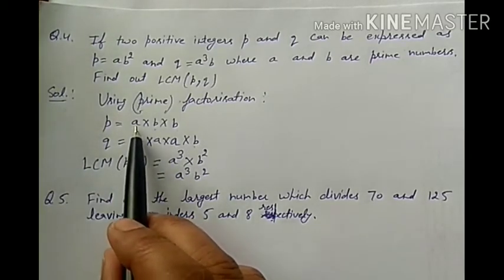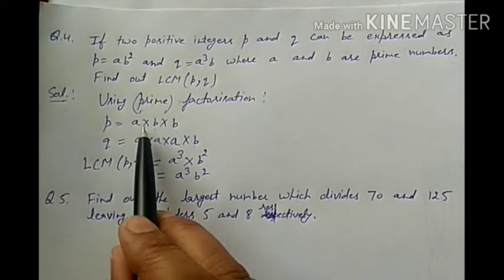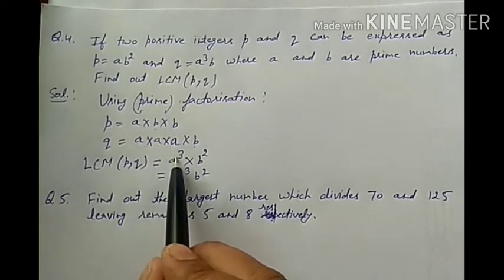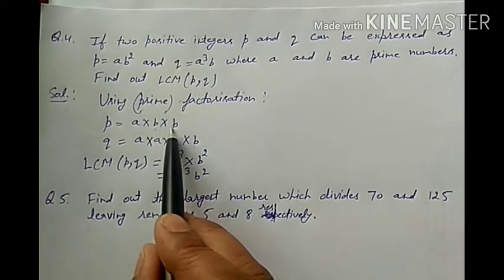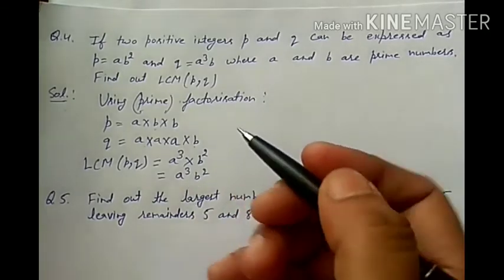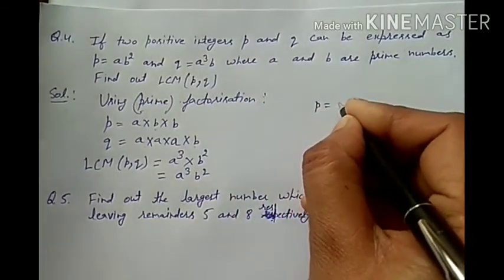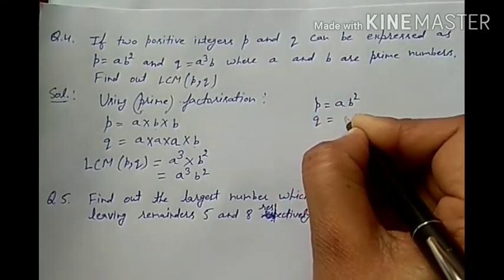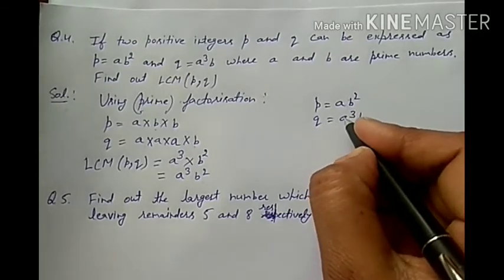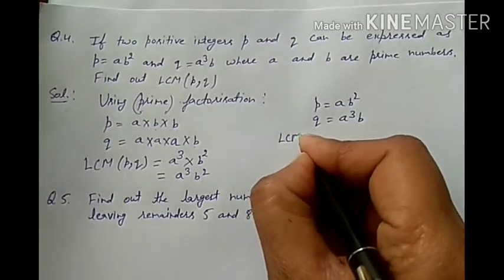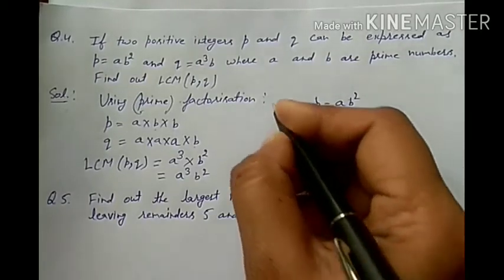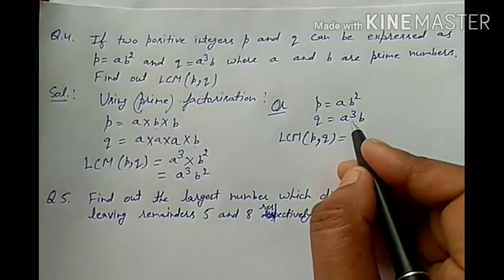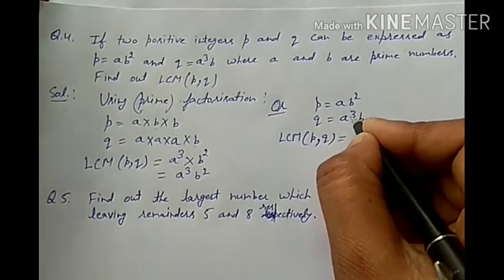So here a is common, and the highest power of a is 3, so we are taking a cube, and the highest power of b is square. So LCM is a cube b square. Otherwise, you can directly observe that p is equal to ab square and q is equal to a cube b. Easily you can see a is common. So for LCM, this is the second method, we always take the highest power. Highest means 3.